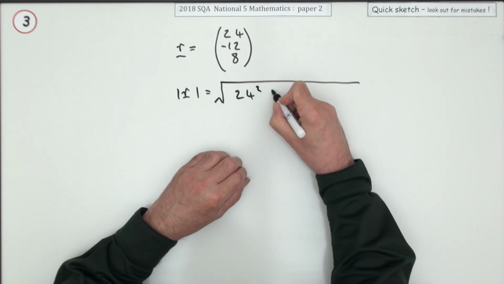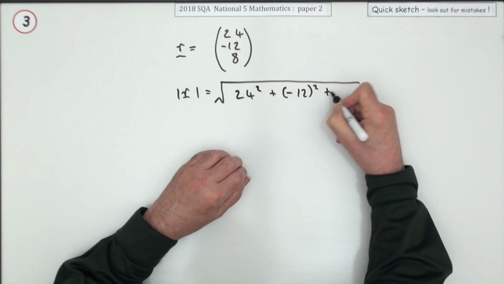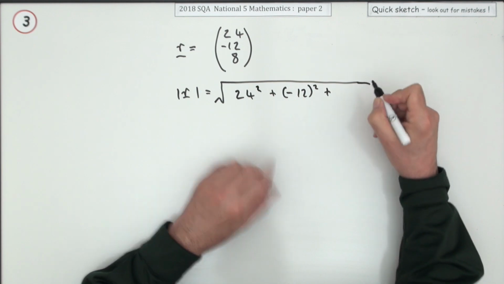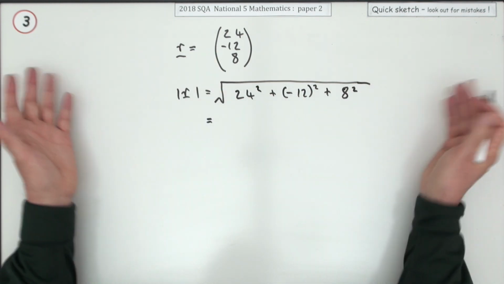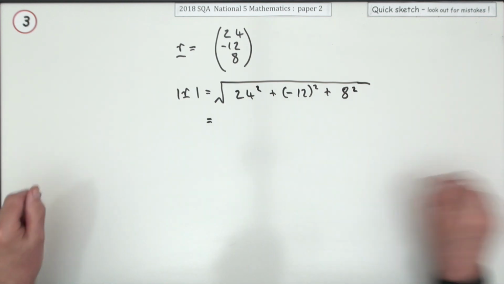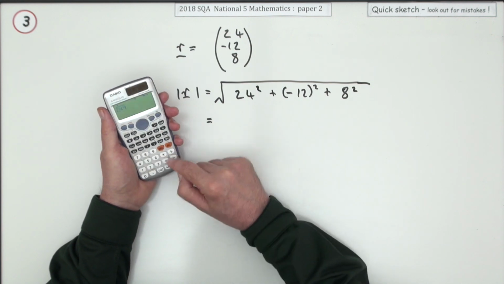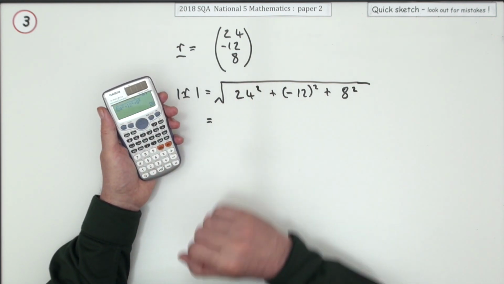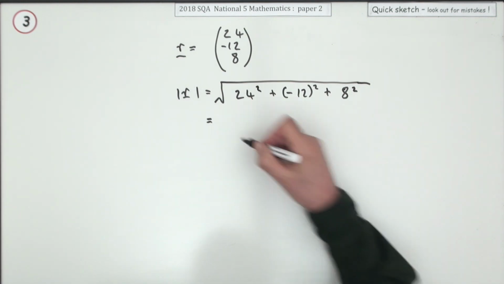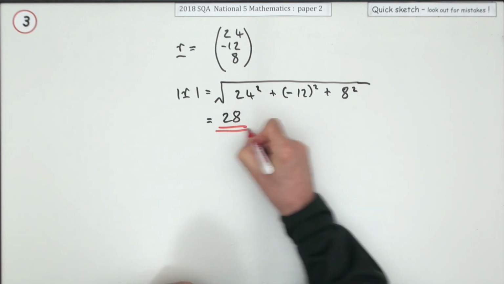It's just the square of the components, the 24 squared, the negative 12 squared, putting in the negative, just to be rigorous here, and 8 squared. Now it's just press the buttons and see what it comes to. And it comes to 28. Well, that was easy, wasn't it?